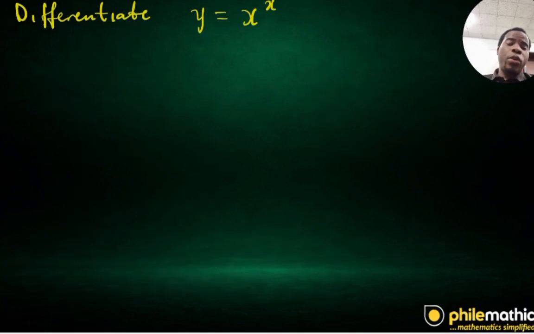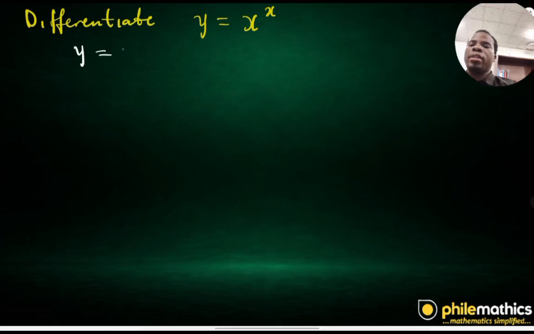In this video, we are going to be differentiating y equals x to the power x. The first thing you want to do is to use natural logarithm to bring down the x. So you want to take the natural log of both sides. If y is x to the power x, take the natural log: ln y equals ln of x to the power x.